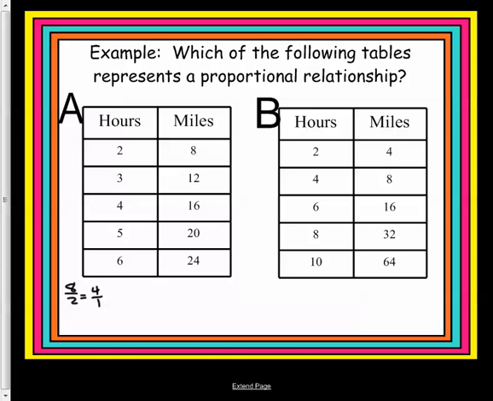All right, so I'll show you what I did. Make sure that you tried it on your own first, though. So when simplified, all of these simplify to 4 miles for 1 hour. So this one's a proportional relationship.